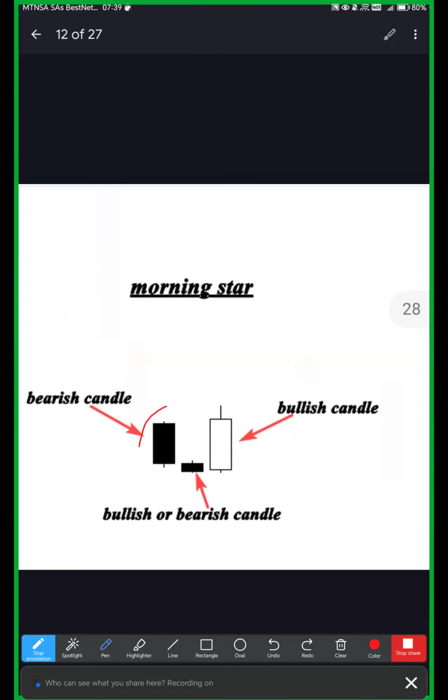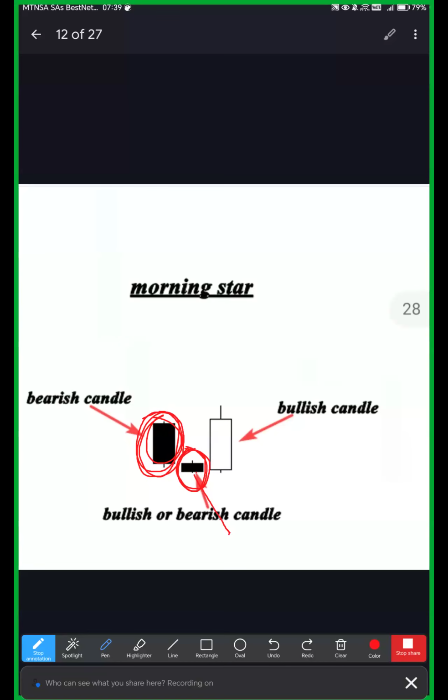So after this session has ended, the next session comes. That's when you realize that sellers no longer have the power they had in the previous session. If this was a 4-hour session, this is also a 4-hour session. In this session, you can see that sellers are failing to do what they did here. Their power has reduced a bit. They can't push this price further down.